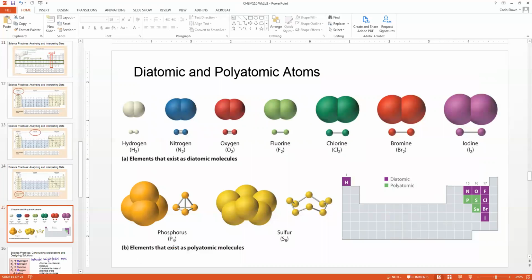So I want you to be able to calculate the molar mass of a diatomic molecule. So I don't care which one of these you pick. I want you to be able to use your periodic table to come up with a molar mass for, say, for example, oxygen.